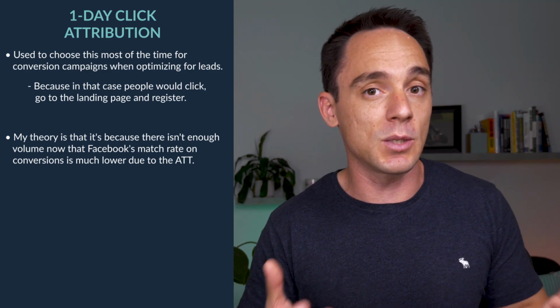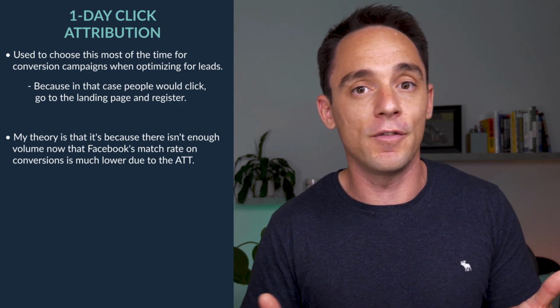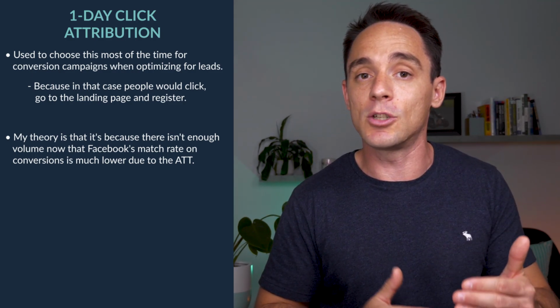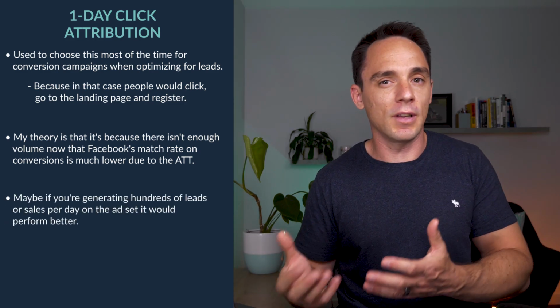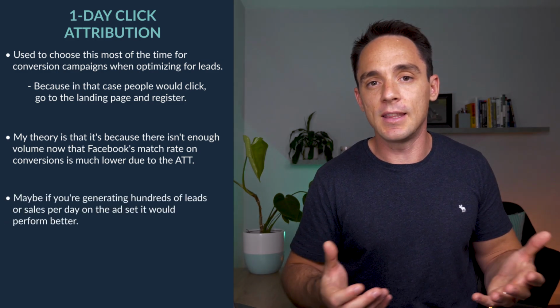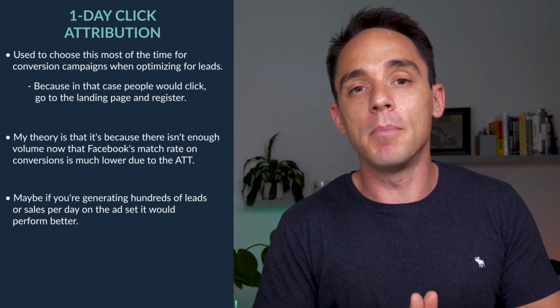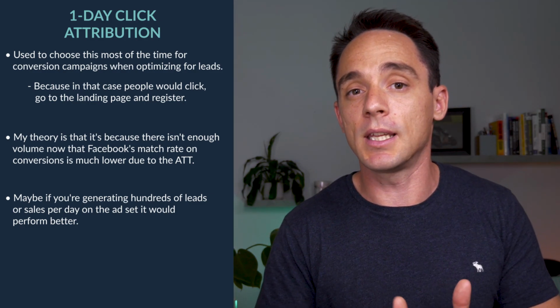Because that 1-day window is so short, and Facebook, as we know, is only using the conversions that happen within 1 day of them clicking this ad when we choose this option, it means that the amount of conversion data being fed to the algorithm is super limited, and I think that really is affecting Facebook's ability to optimize when we choose the 1-day window. Maybe if you're generating hundreds of leads or sales each and every day, this would be different, but in most cases, I think you're going to run into this same problem.